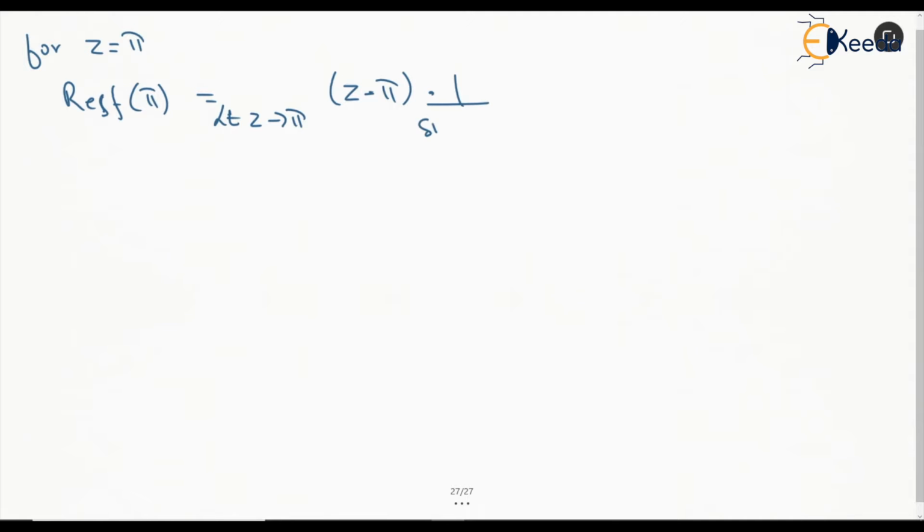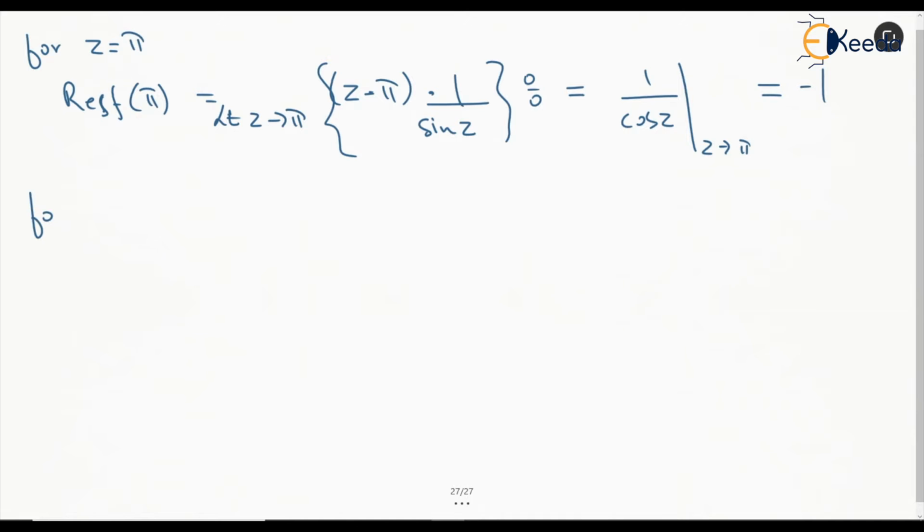Secondly, for z equal to pi, the residue for pi is going to be limit z tends to pi, z minus pi into 1 by sine z. Again, this is going to take 0 by 0 form, so we can apply L'Hospital's rule. Numerator will become 1, denominator becomes cos z for z tends to pi, so cos of pi is minus 1, so this will become minus 1.